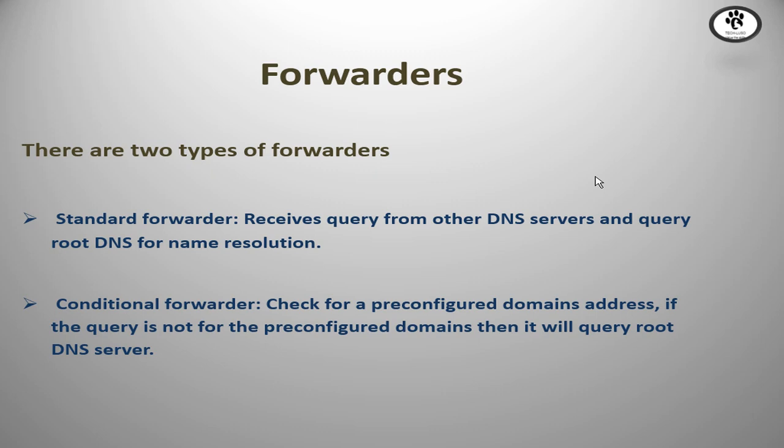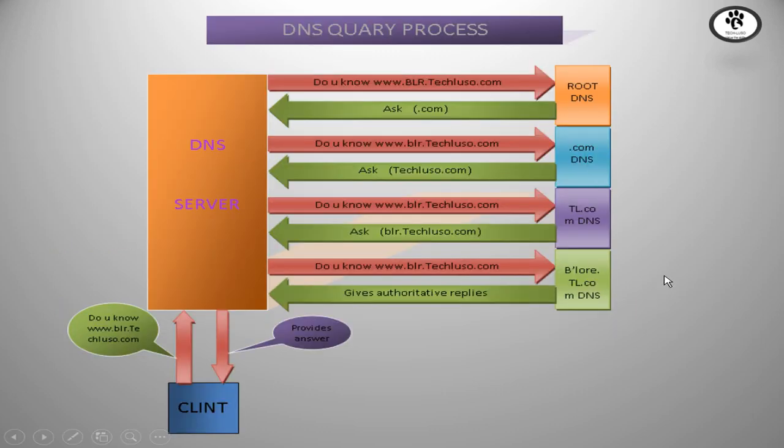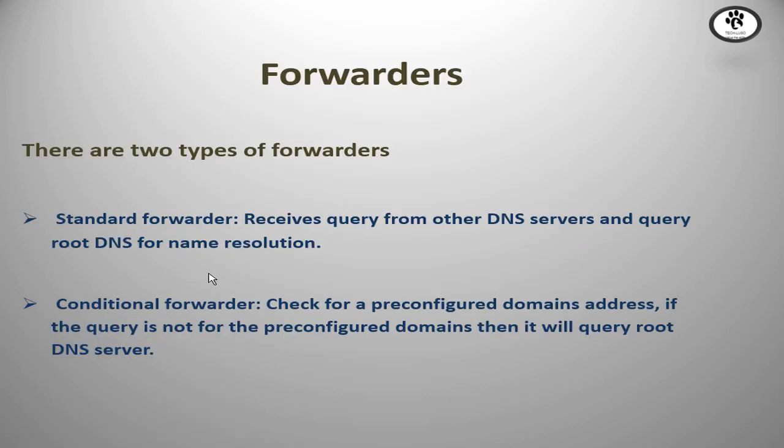But what do you do with a conditional forwarder? For example, I know the IP address of bangalore.tech-luso.com. In the DNS server itself, I will specify the IP address and configure a conditional forwarder. That means if any query comes for bangalore.tech-luso.com, there is no need to go through the root, top level domain and first level domain. Directly you contact bangalore.tech-luso.com from the DNS server. So this process will be very fast. This we can call a conditional forwarder.